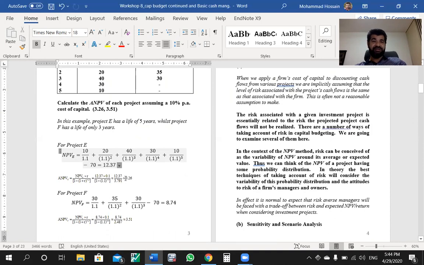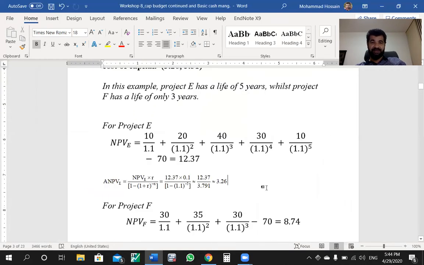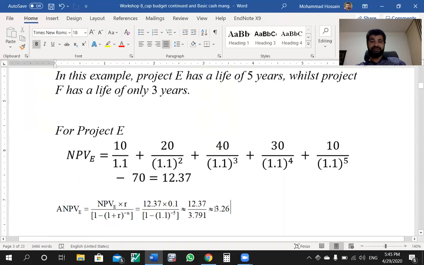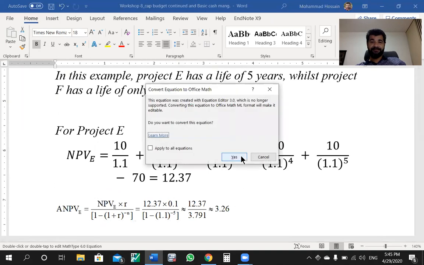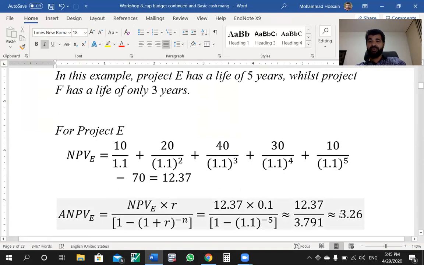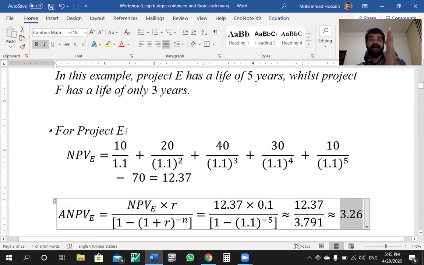So this says the annuity value is 3.27. They got it here. If you can see it, I'll make it bigger. So look here, they have it as 3.27. See that? So what does this 3.27 mean? It means that for project E, every year you have a net present value of how much? 3.27.